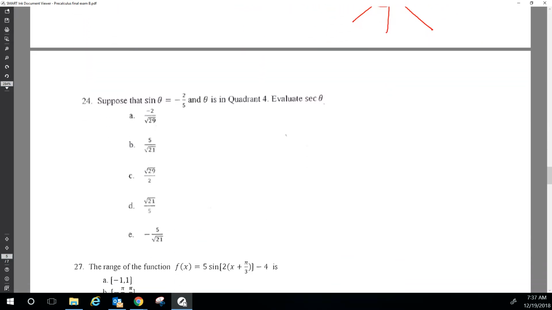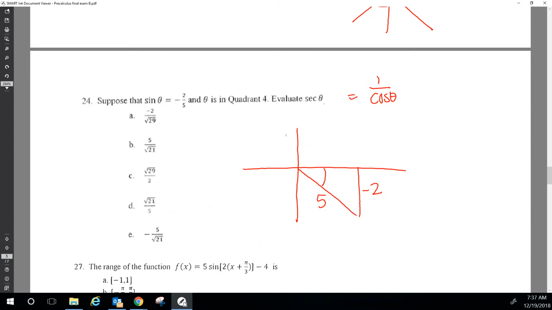All right, 24. Suppose that sine theta is equal to negative 2/5, and it is in quadrant 4. So you're in quadrant 4 somewhere. I'm just drawing a random angle. We know sine, which is opposite over hypotenuse, is negative 2 over 5. And then we're going to find secant. Well, secant is 1 over cosine theta, which means I need to know my adjacent over hypotenuse.